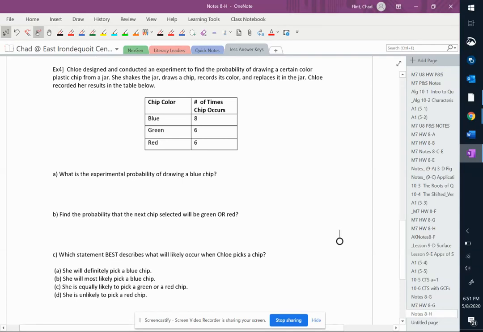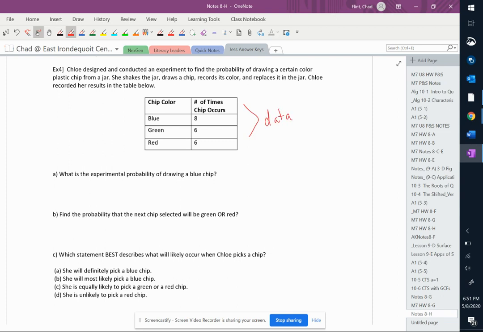Example 4. Chloe designed and conducted an experiment to find the probability of drawing a certain color plastic chip from a jar. She shakes the jar, draws a chip, records the color, and then replaces it in the jar. Chloe records her results in the table below. So notice they're not asking me about theoretical because I don't have any facts or known characteristics about this. I just have the data. I have this experimental data.